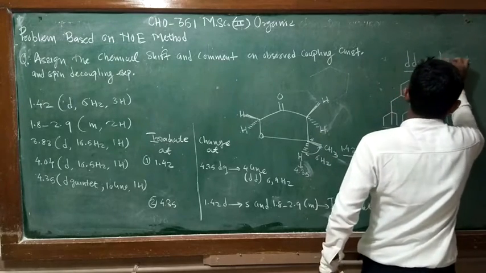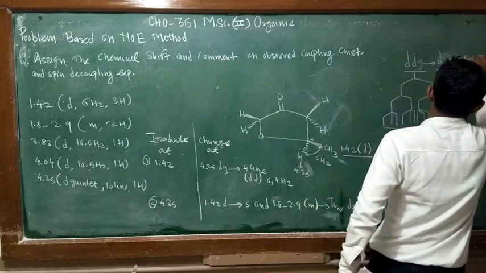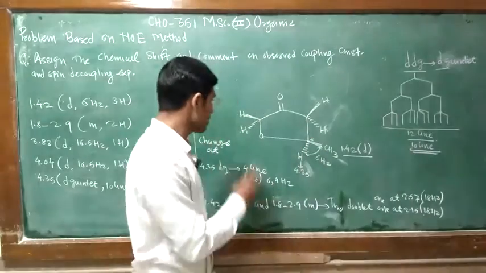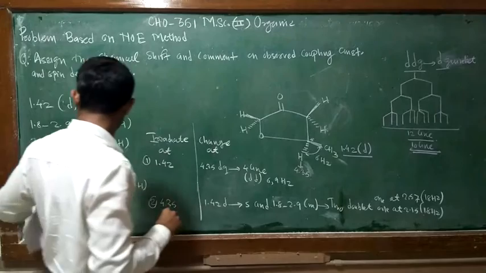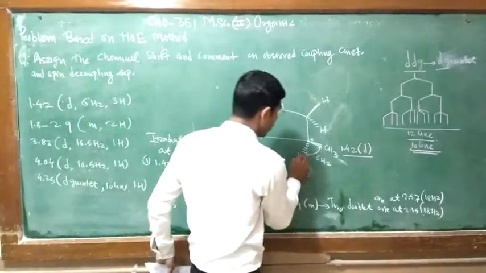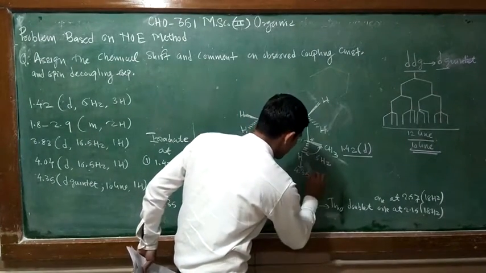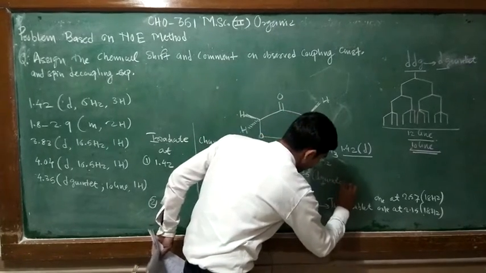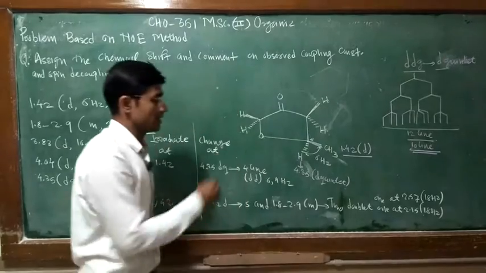Doublet of quintet like this. So we observe how many lines here? 10 lines, 2 lines are merged for this. So we can assign the signal for this proton, that is 4.35. So this shows the signal doublet of quintet. For this we observe the 10 lines.